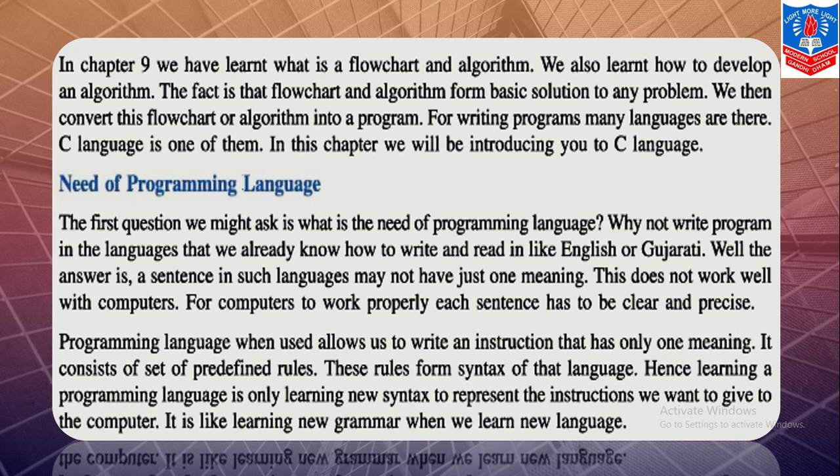Why not write programs in other languages, which are called natural languages, like Gujarati, Hindi, English? The answer is that a sentence in such languages may not have just one meaning. This does not work with a computer. Understood? They have multiple meanings of the same sentence, so a computer will not work on such kinds of languages. For a computer to work properly, each sentence has to be clear and precise. A programming language allows us to write an instruction that has only one meaning.